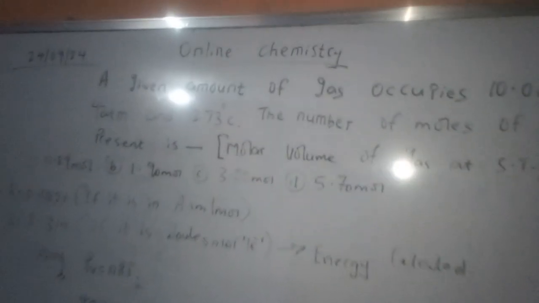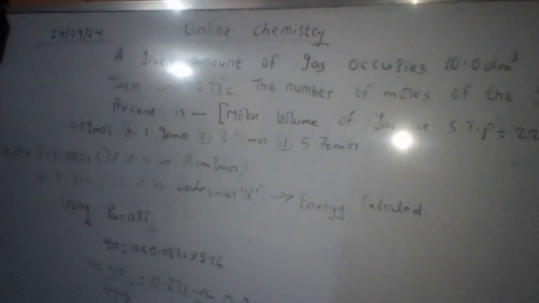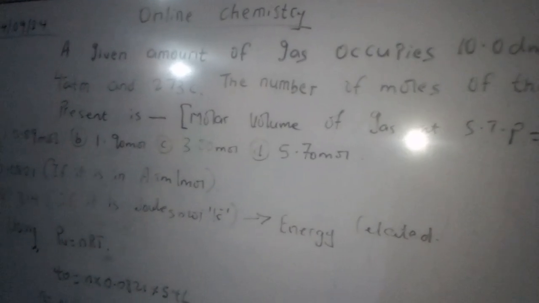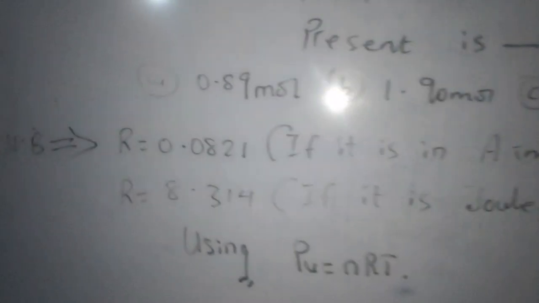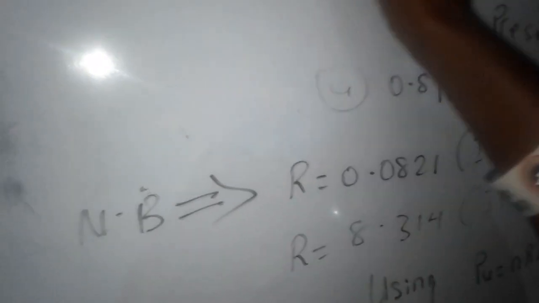Now, this is the question we are looking at together. The number of moles of the gas present is dash. They give you the molar volume of gas at S.T.P, standard temperature and pressure, to be 22.4 dm³. There's something I want us to take note of here. Under our gas constant, this R means gas constant. How do you get this gas constant? You can get it from your general gas equation.